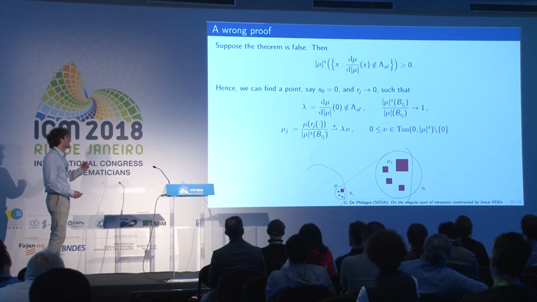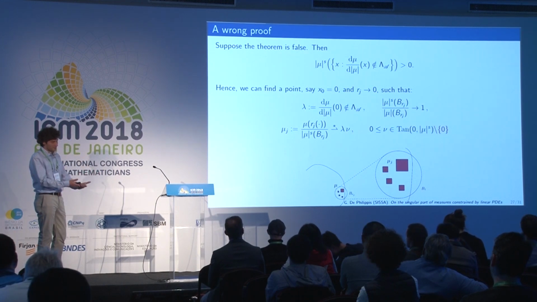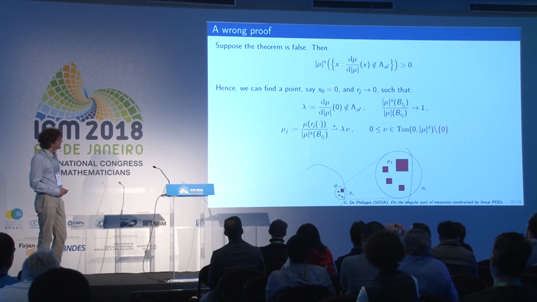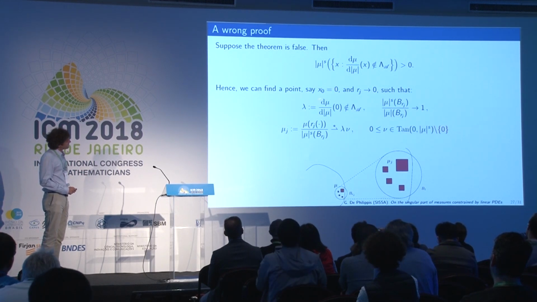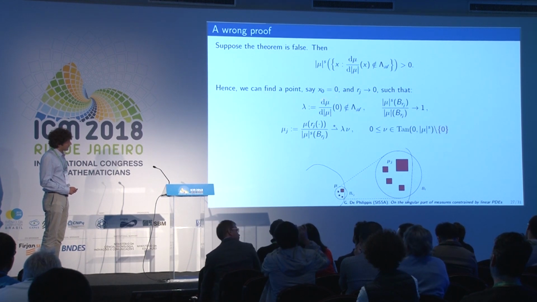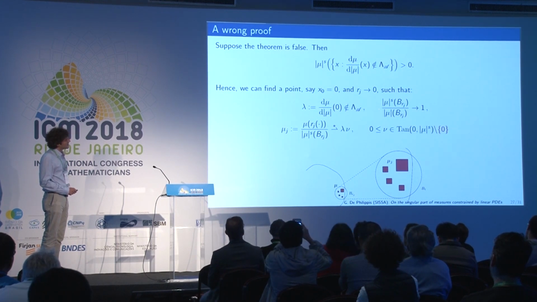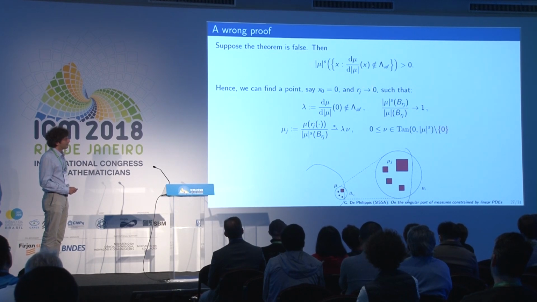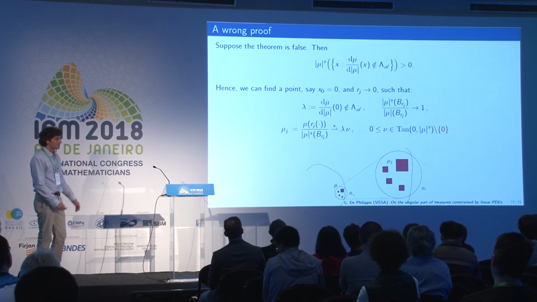But now, you can take a generic point in this set. Since it has positive measure, you have a lot of points. And this should be a point where the polar, which I called Λ, does not belong to the wave cone. The second thing is that around this point, the singular part of my measure is predominant with respect to the whole measure, so that the ratio between the singular measure of a ball and the full measure of the ball goes to 1 once you send the radius to 0.